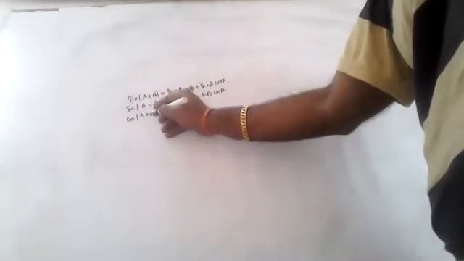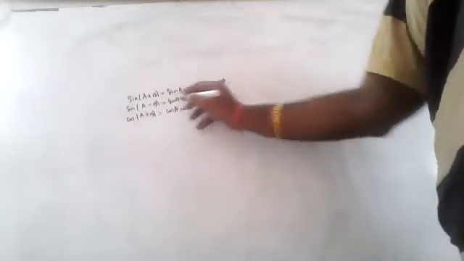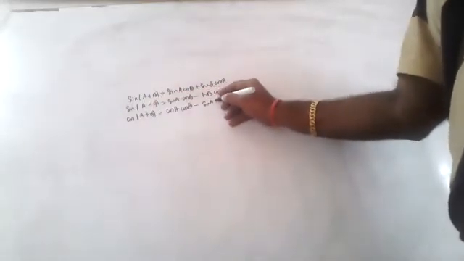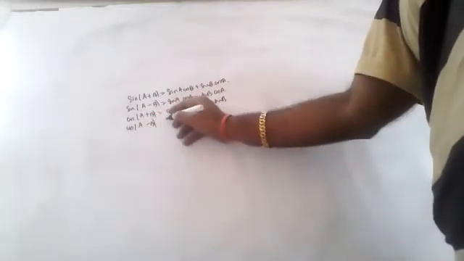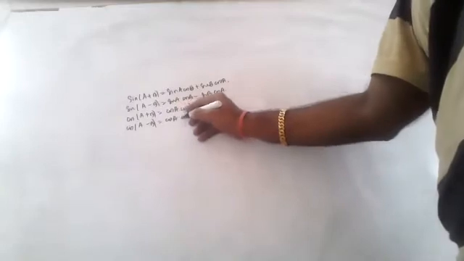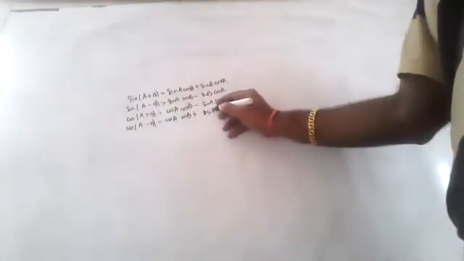I told you, children. Do you remember? cos(A+B) is cos A cos B minus sin A sin B. And cos(A−B), children? It is cos A cos B plus sin A sin B. Here with plus B there is minus, and with minus B, plus will come, children. And I told you how to derive them also, children.